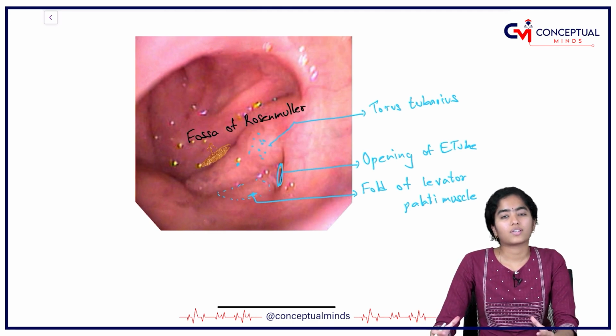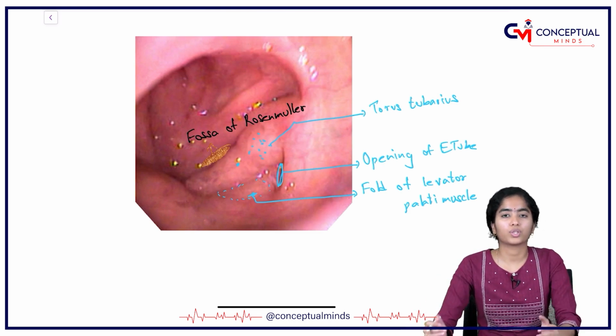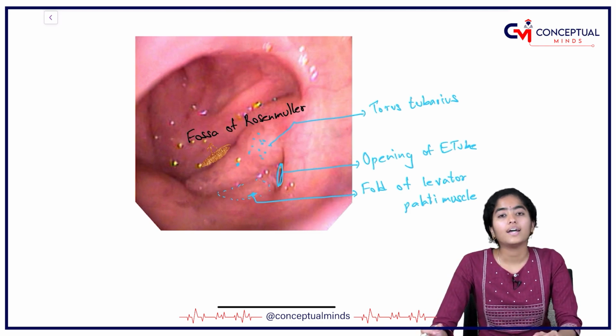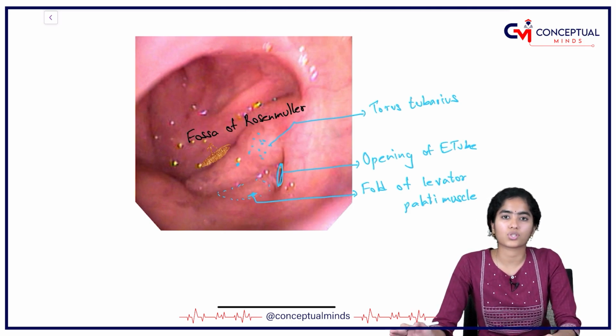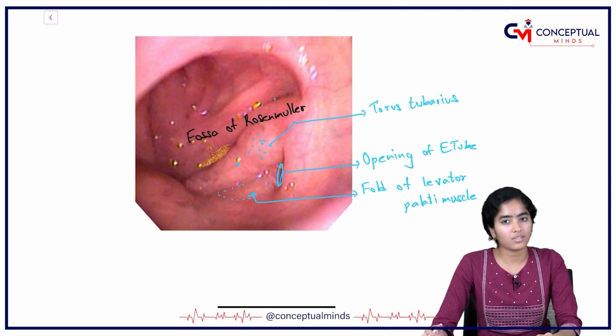Now this picture is very, very important, both from an examination point of view and also from a clinical point of view. If an endoscopy is done and shown to you on the monitor, you should be able to identify various structures present in the nasopharynx, especially the Eustachian tube opening and the fossa of Rosenmuller. The torus tubarius is of course prominently seen and there is no confusion.